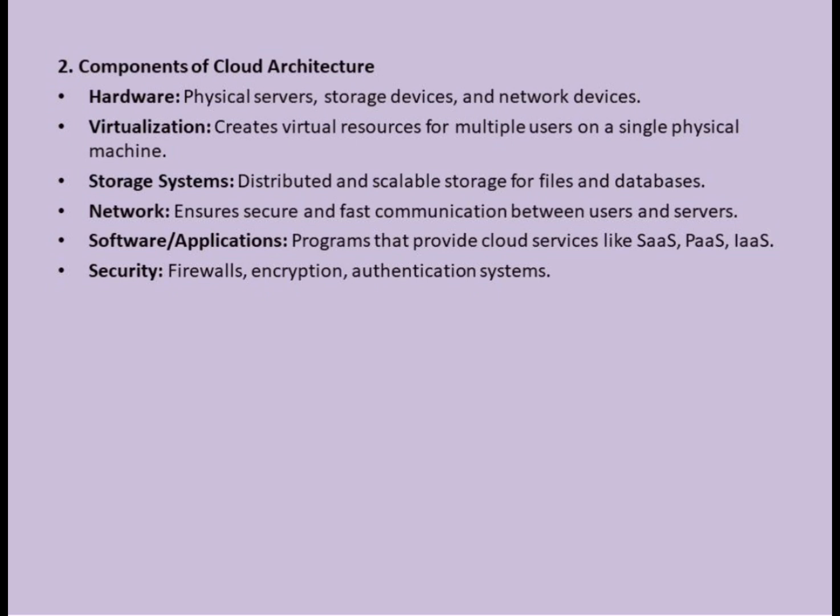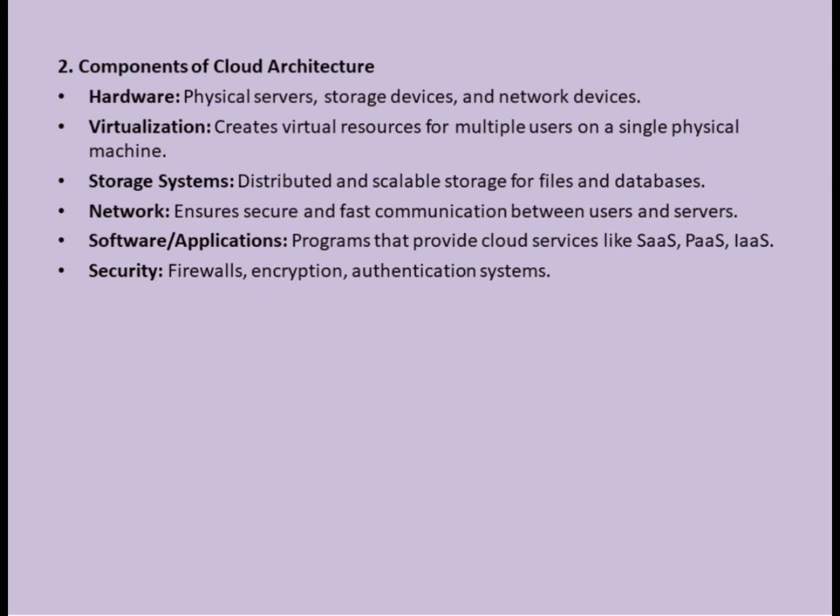2. Virtualization. Virtualization allows the creation of multiple virtual environments on a single physical machine. It enables better resource utilization by allowing multiple users or applications to share the same hardware while remaining isolated from each other. Examples include VMware, Hyper-V, and KVM. 3. Storage systems. Cloud storage systems provide distributed, scalable, and redundant storage for files, data, and applications. These systems ensure that data is accessible anytime and anywhere. Examples include Amazon S3, Google Cloud Storage, and Azure Blob Storage.